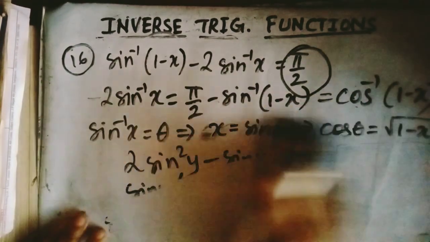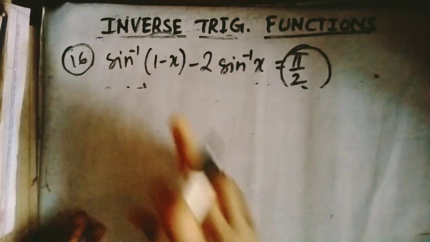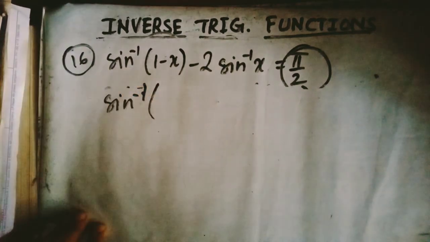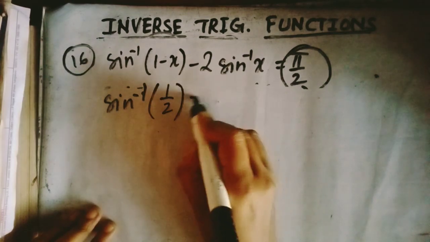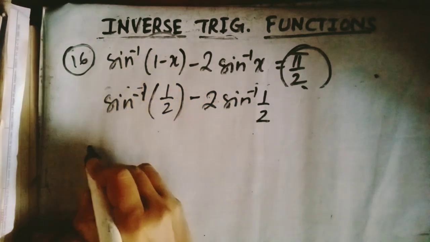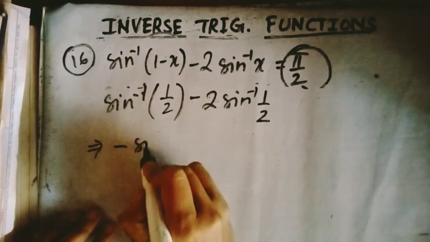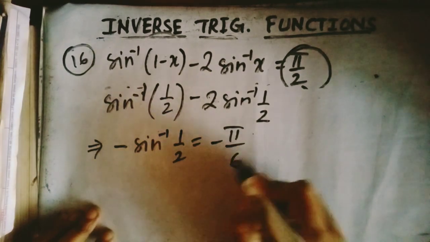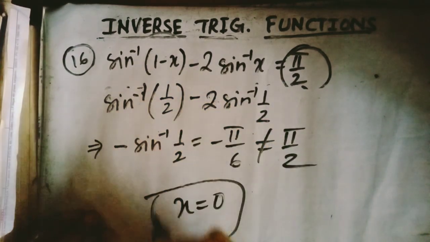So x equal to half, if you put here, it will be sine inverse of 1 minus half, so half, minus 2 sine inverse half. This is minus sine inverse half, which is minus pi by 6, which is not equal to pi by 2. So x equal to 0 is the answer. Okay.